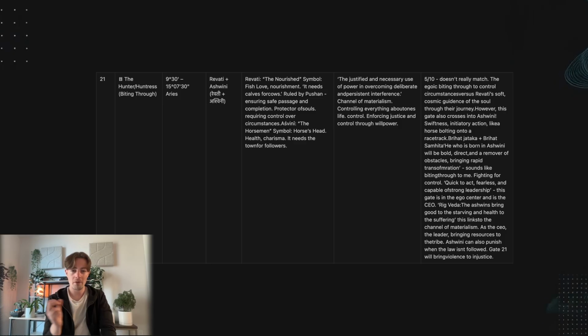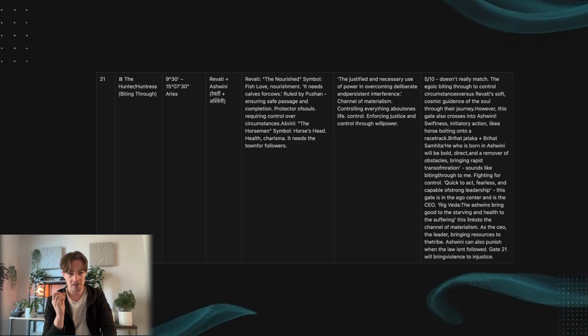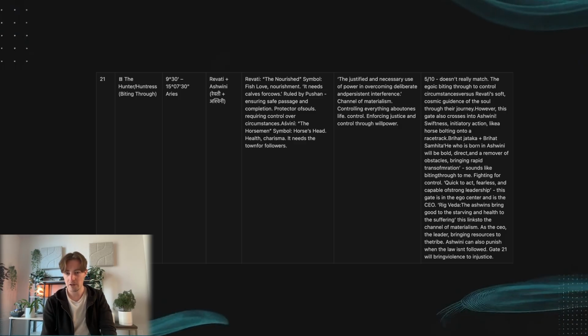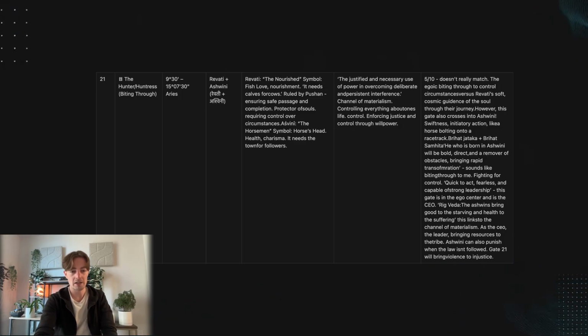So there's more of a match between this biting through hexagram gate and the Ashwini nakshatra, which is the horses, the speed, the initiation of action, the transformation of action. So I think that's a pretty good match on the Ashwini side.